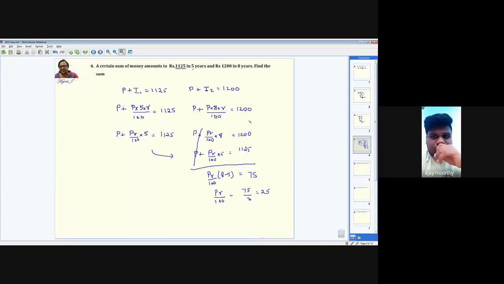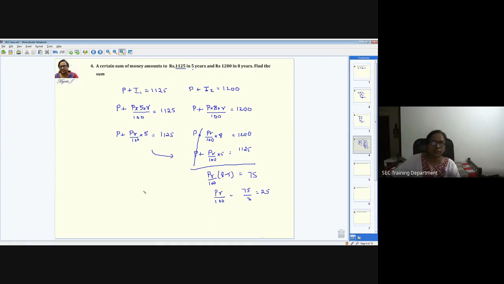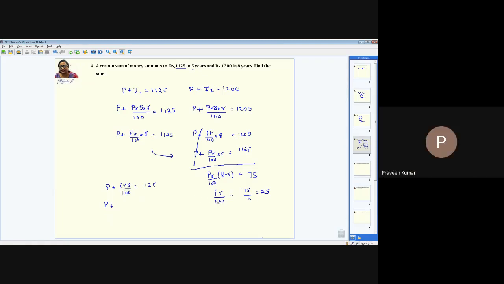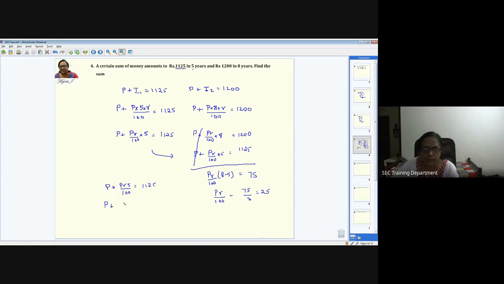But what you are supposed to find is the sum. So you have to find out the sum. So we can replace this PR by 100 in any one of these equations. Maybe we'll replace it here. In the first equation, when you replace this, P plus PNR by 100, that is PR 5 by 100, equals 1125. So P plus, what is PR by 100 here? It is nothing but 25. So it's going to be 25, and this 5 is already existing here, which is equal to 1125.